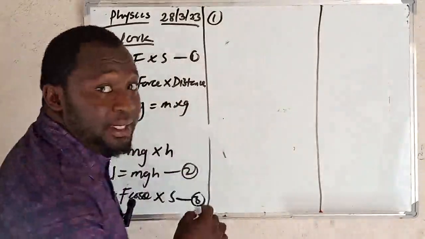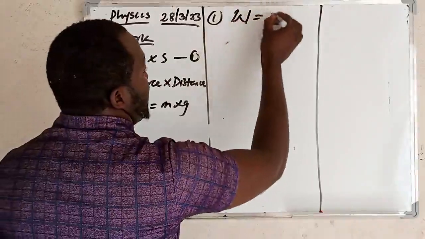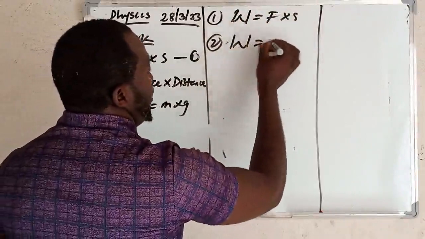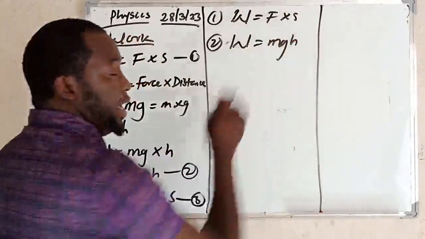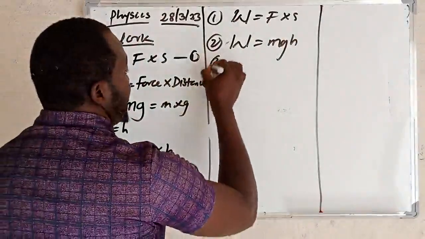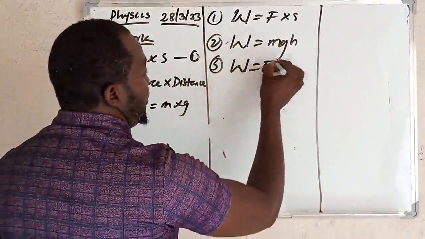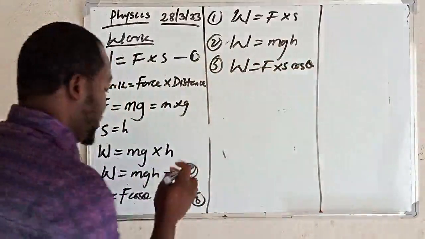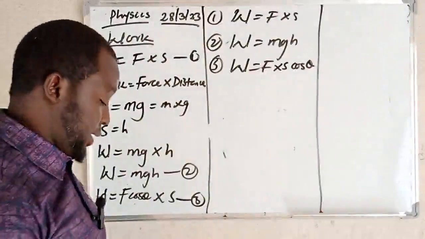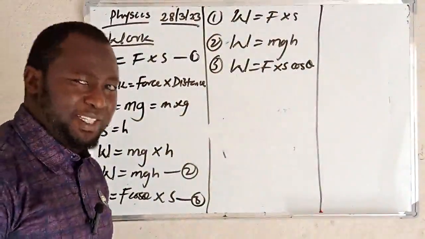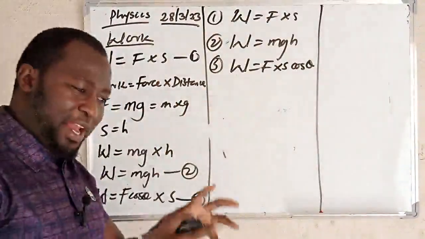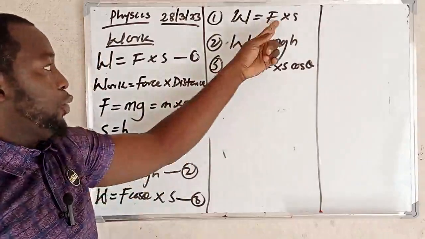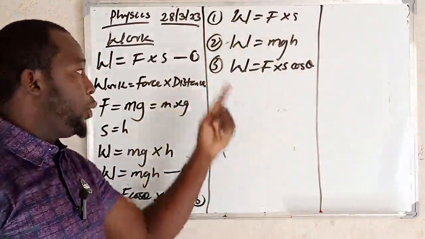Formula number 1 in summary says work equals force times distance. Formula number 2 says work equals mgh, right? Formula number 3 says work equals force times distance times cos theta. It's all the same. We only interchange the distance. So these are 3 formulas we can use whenever work problems are given. We may use the first one or the second one or the third one.